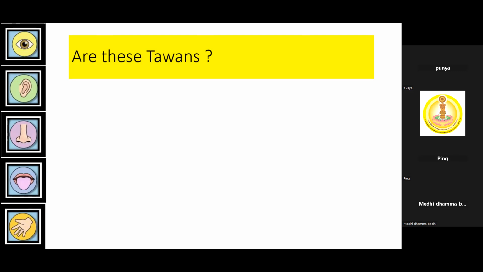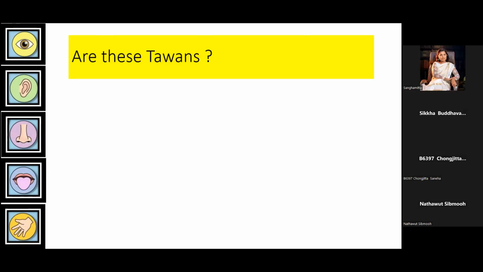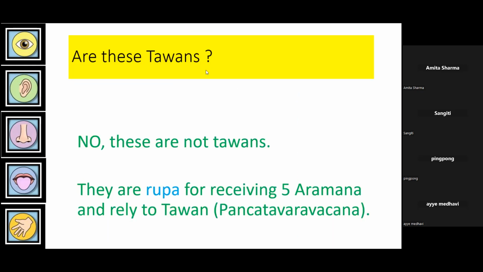So this is only the organ to receive and to see, but it's not Tawan. Is that clear for you? It's hard to understand, but I believe you could. So this is not Tawan. For the Rupa, this is just only Rupa, that works to receive the 5 Aramana, but it conveys the Aramana to the real Tawan, which is Panchatawara Vachana.